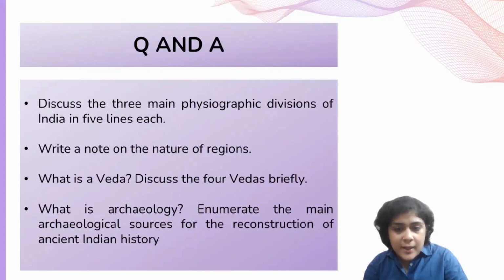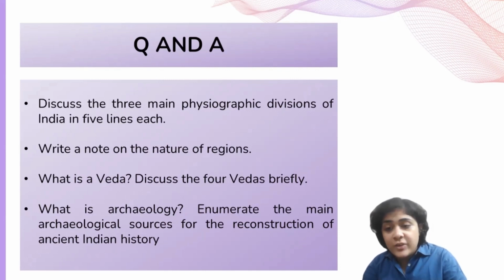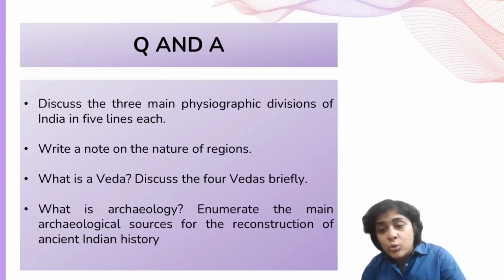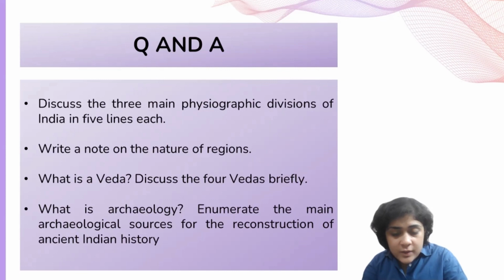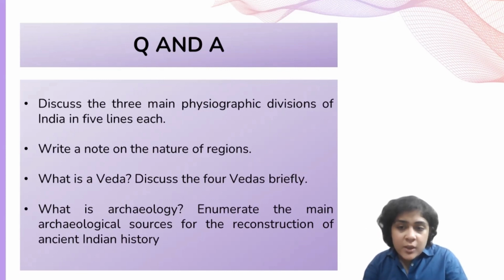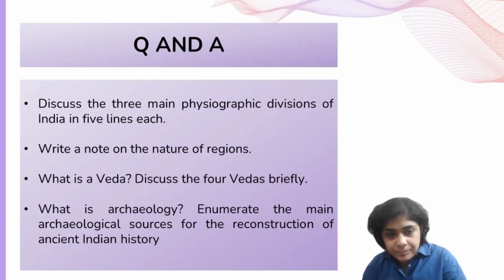In the second question, they ask us to write a note on the nature of regions. The regions can be seen as perennial nuclear regions, areas of relative isolation, and areas of isolation. The third question is: what is a Veda, and we must discuss the four Vedas briefly. We've discussed this in detail. The word Veda is derived from the root word Vid, which means to know. The Veda means knowledge, and there are four Vedas: Rig Veda, Sama Veda, Yajur Veda, and Atharva Veda.